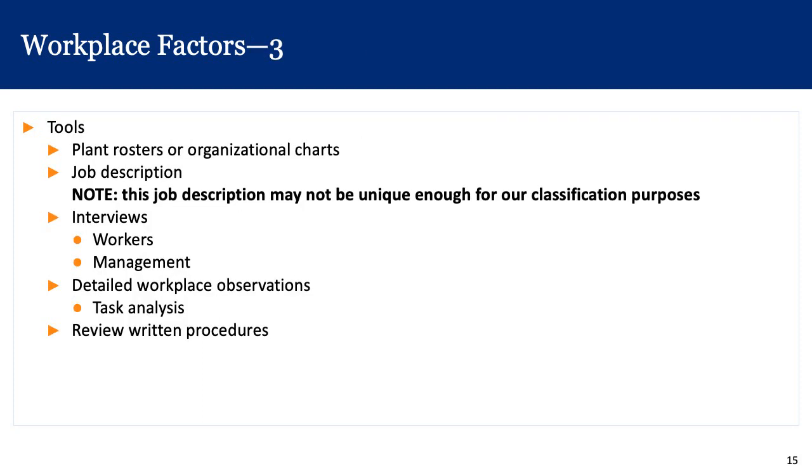Here we may want to use plant rosters and organizational charts and a description of the job. And an important thing to note here is that a job description may not be unique enough, as I talked about earlier in the example of a lab scientist versus a crusher operator. And we get a lot of information typically from interviews with workers as well as supervisors and management. And very frequently, if you're an industrial hygienist, you may actually want to go and observe the workers to get a better understanding of the work, what they are actually doing.